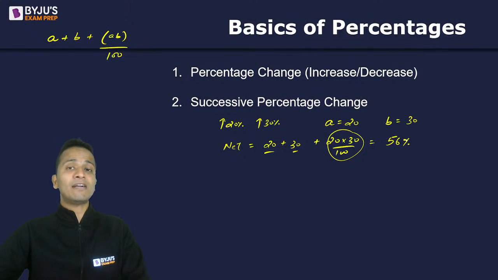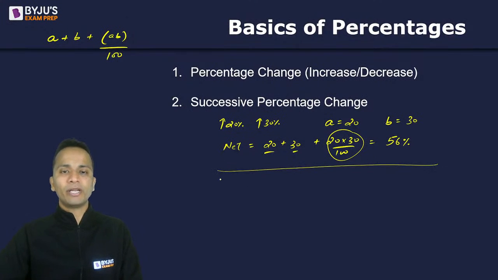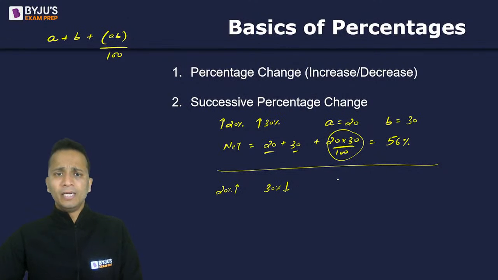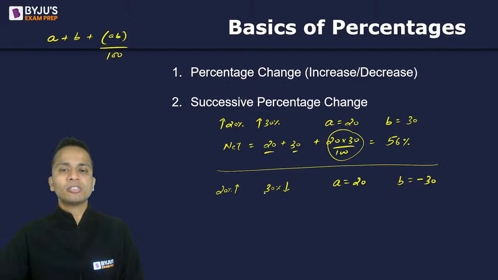It is the same answer that we have calculated using the normal percentage change. Okay, so net percentage change in this case will be 56 percentage. Let's take one more example. So let's say there is an increase of 20% followed by a decrease of 30%. Okay. Now, since there is an increase of 20%, the value of A will be plus 20, but the value of B will be minus 30 because there is a decrease of 30%.